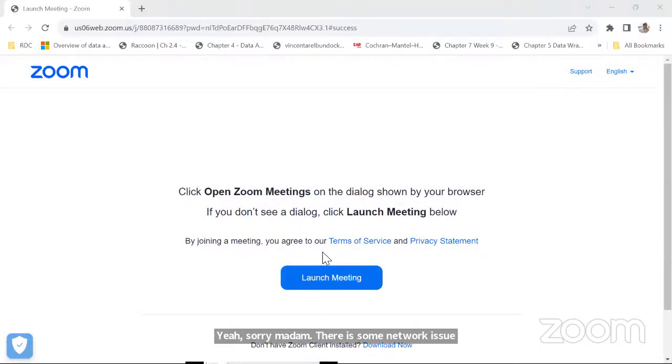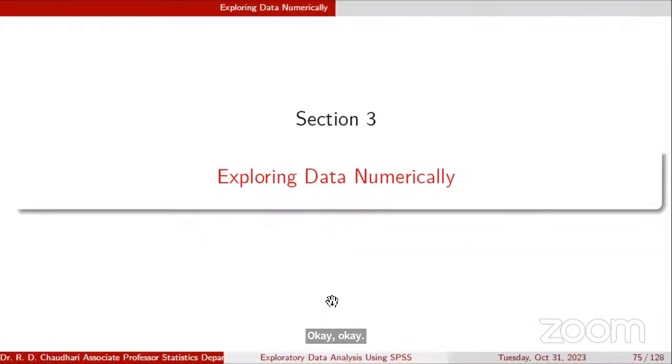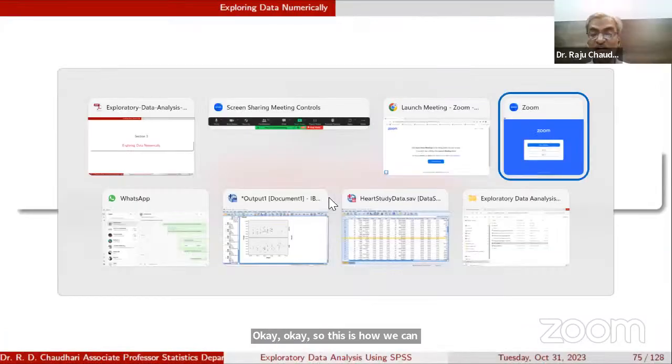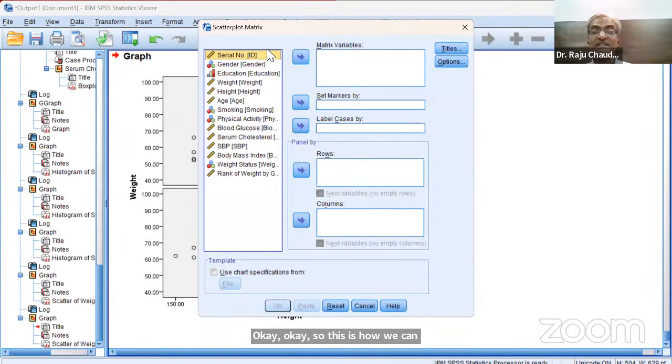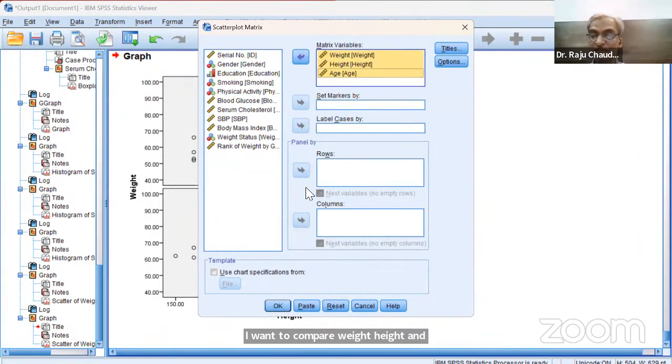Okay, sir. Okay. So this is how we can create what we were discussing. The scatter matrix plot, right? So actually scatter matrix plot is used when you want to compare more than two numeric variables. Say for example, I want to compare weight, height and age, right? Simultaneously, right? So it will create all possible scatter plots for all possible pairs.